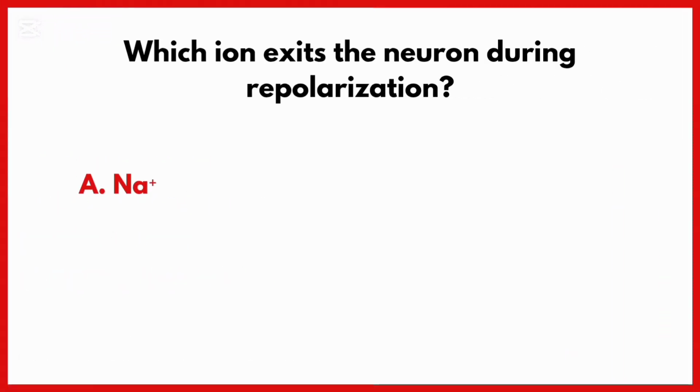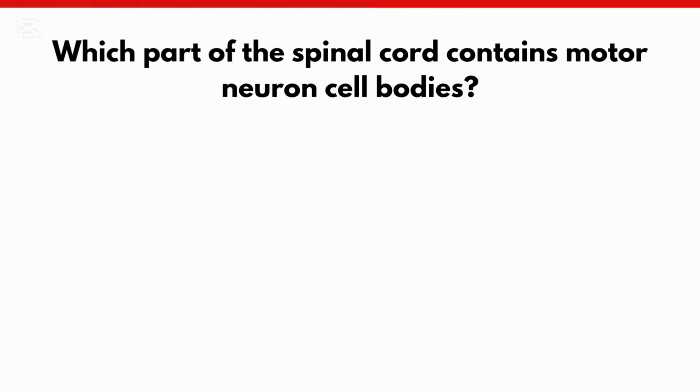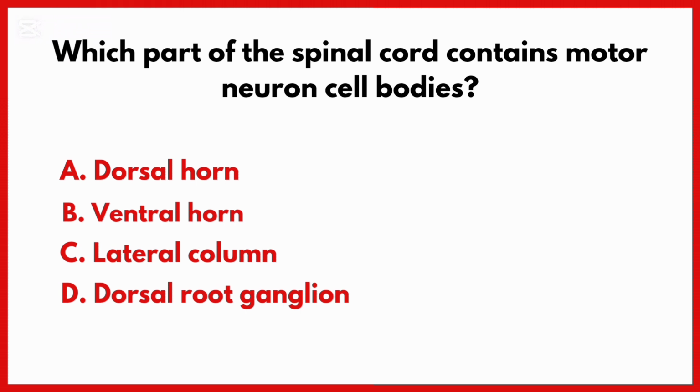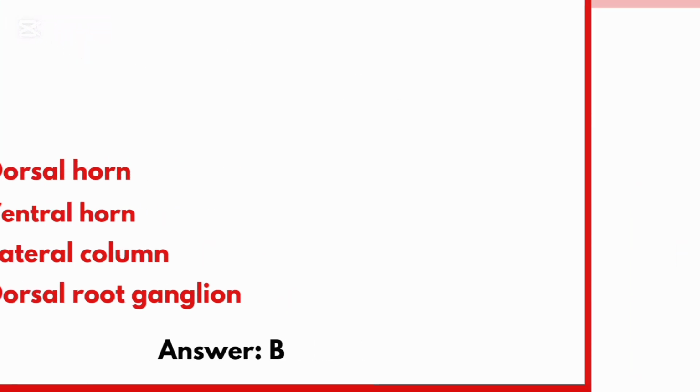Which ion exits the neuron during repolarization? Correct answer is option C. Which part of the spinal cord contains motor neuron cell bodies? Correct answer is option B, ventral horn.